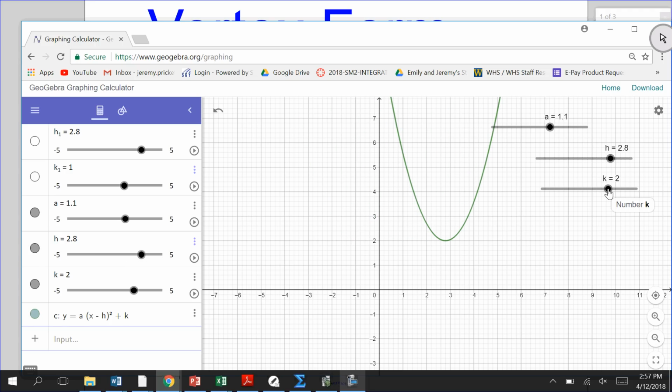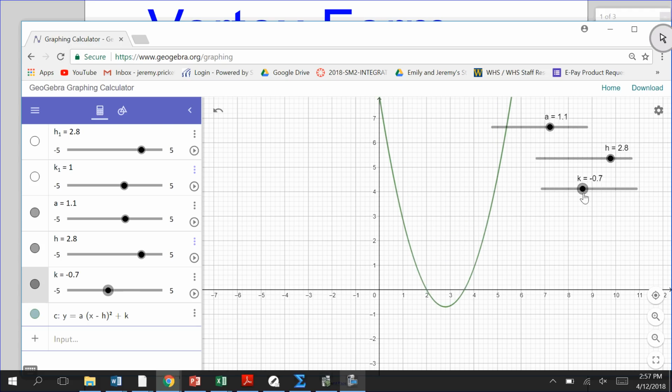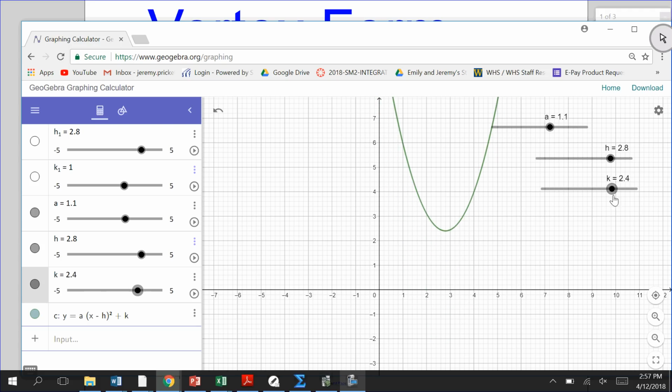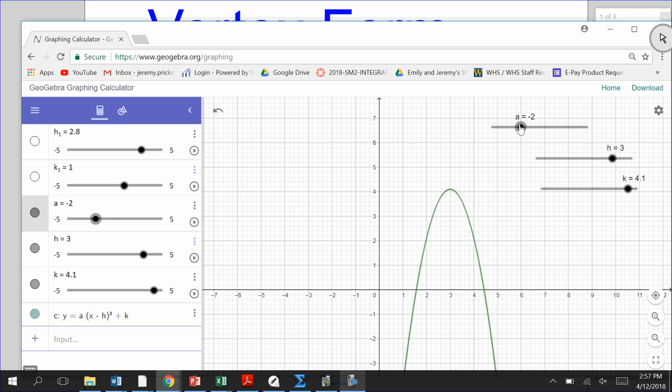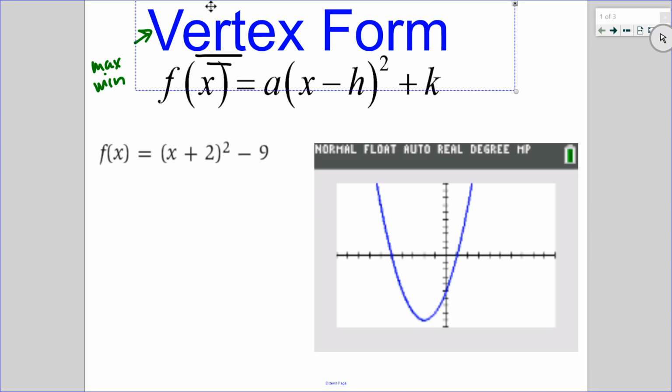And k, I can move it down to there, or up to, we'll say 4-ish. Okay, or over to 3. And notice that that minimum value is at h, k. And if I flip it, it doesn't matter if the a value changes. So what's awesome about vertex form is that the vertex of our parabola is at h comma k. No matter what, no matter what, no matter what.